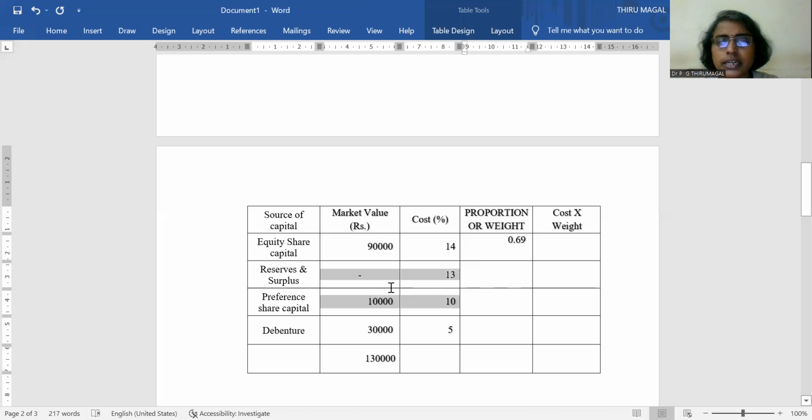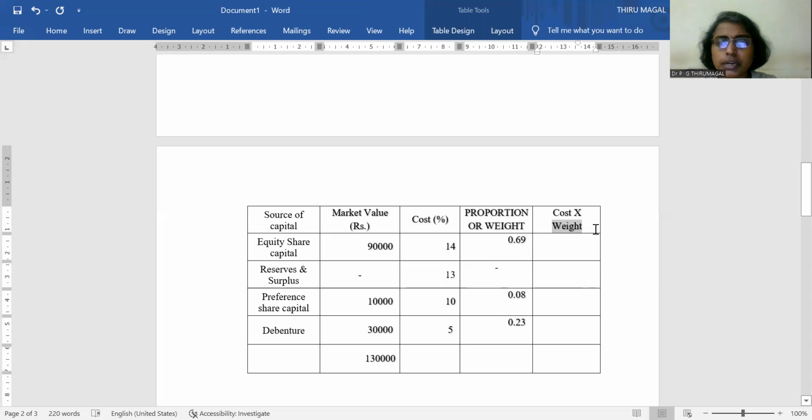The next is retained earnings or reserves and surplus, 0. 0 divided by 1,30,000 is 0, so we can leave that. Then 10,000 divided by 1,30,000, the value comes around 0.076. You can take 0.08. Then similarly 30,000 divided by 1,30,000 comes around 0.23. So we have found out the proportion or weight.